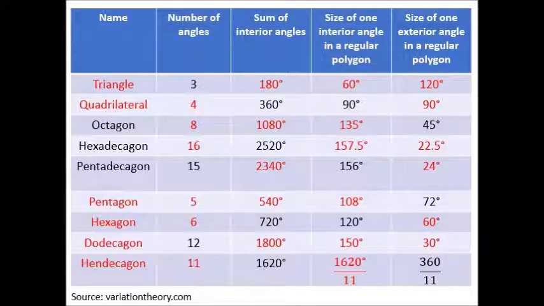And for the next shape, if you were unaware of the name of that shape, that's absolutely fine. But in order to find the number of angles, you can see that 360 has been divided by 11, therefore it has to have 11 sides. And the size of one interior angle, we could divide the sum of the interior angles by the number of sides.